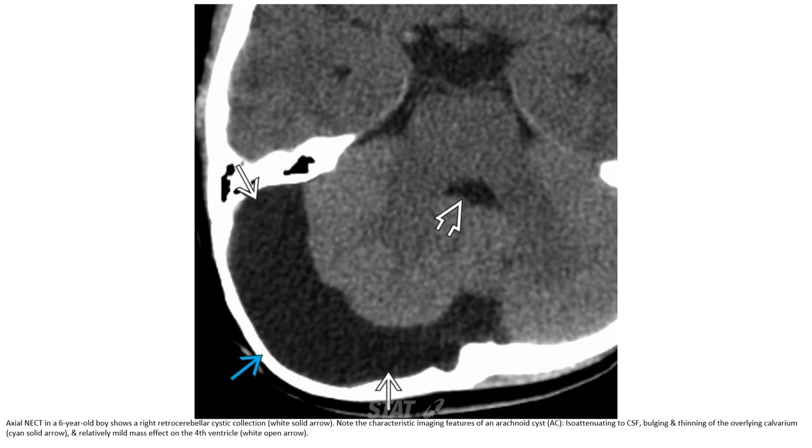Non-contrast CT in a 6 year old boy shows a right retrocerebellar collection. Note the characteristic imaging features of an arachnoid cyst: isoattenuating to CSF, bulging and scalloping of the overlying bone, and relatively little mass effect on the fourth ventricle.